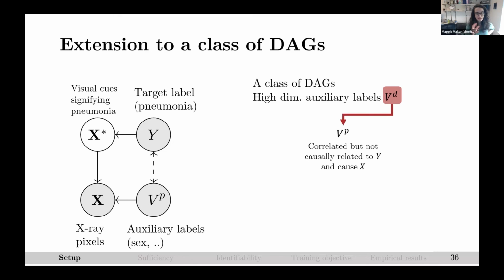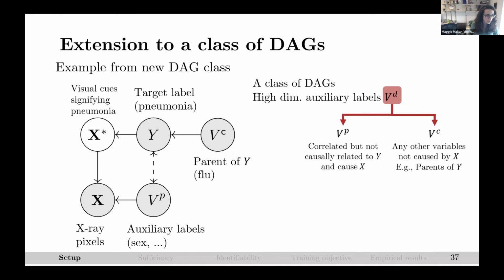And we will limit the set of auxiliary labels a little bit by saying that it can either be V^P, which are variables that are correlated but not causally related to Y, and they are causes of X. And we have V complement, which I will denote with V^C. And these are any other variables as long as they're not caused by X. So we're assuming that we don't have any variables in the possible shortcut set that are caused by X.